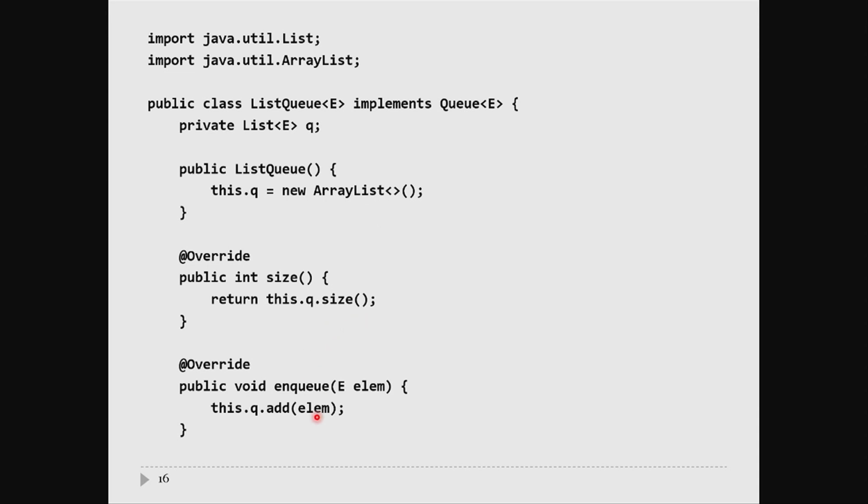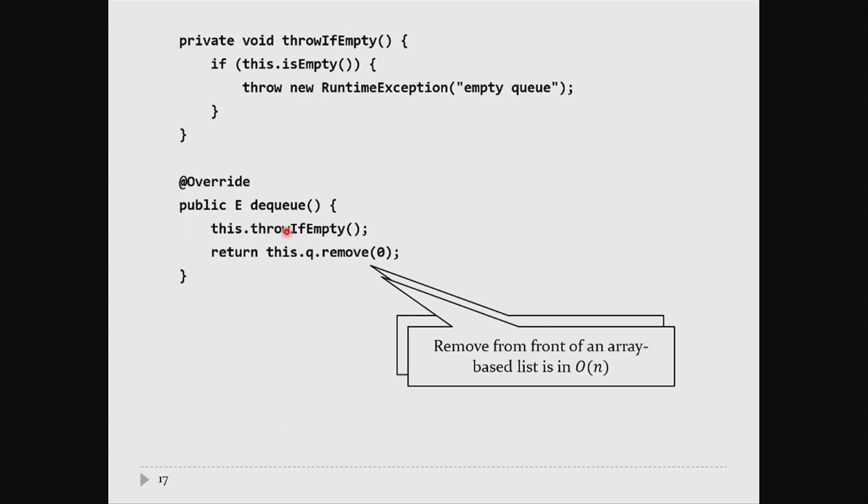Enqueue is going to add the element at the back of the list, so that's just the add method. Now dequeue is the only one that changes. So for dequeue, we would put it down here. In a stack, pop removes at the back. In dequeue you remove at the front, so you remove element 0. And of course you can only remove element 0 if the queue is not empty. So I've got a little private method up here that throws an exception if the queue is empty.